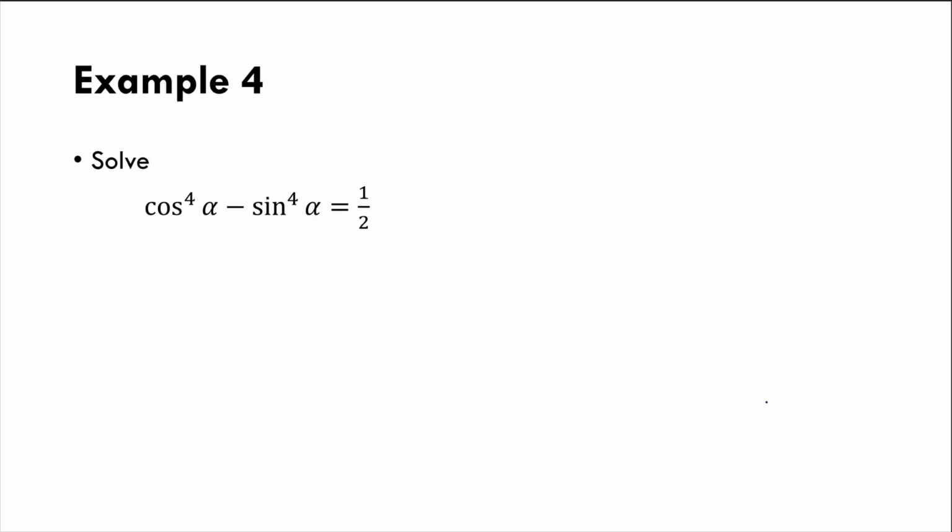All right, taking a look at our last example for this video, we're asked to solve cosine to the 4th alpha minus sine to the 4th alpha is equal to 1/2. So for this one, we've got to use our power reducing identities again.